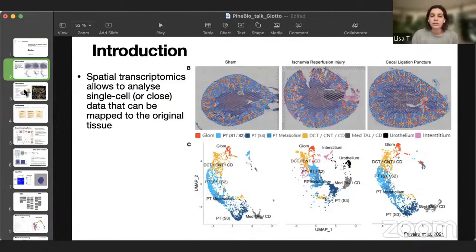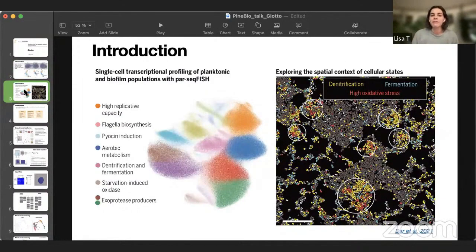But other than organs, we also can look at, for example, biofilm populations. This is the clustering of different functions that individual cells in the colony do. And using spatial transcriptomics, it was possible to map them to specific positions in the colony, which allowed us to identify some hotspots for functions. For example, here we can see that this hotspot does the denitrification. Here we can see it's a hotspot for high oxidative stress and so on.